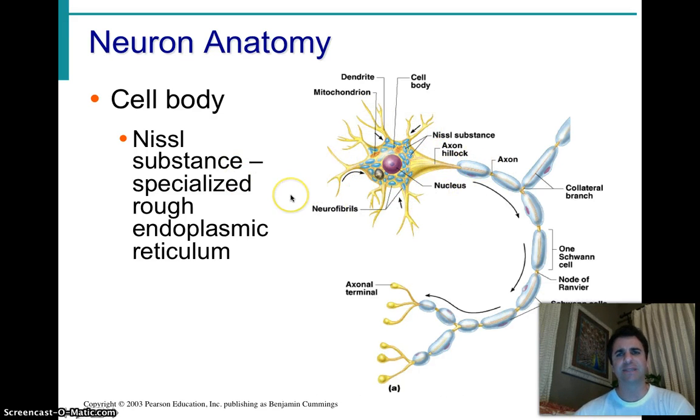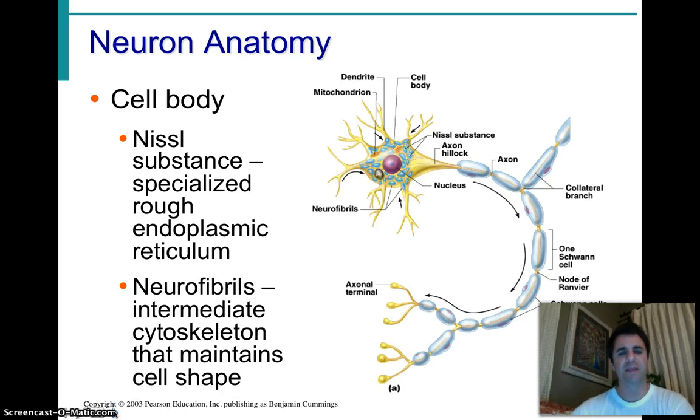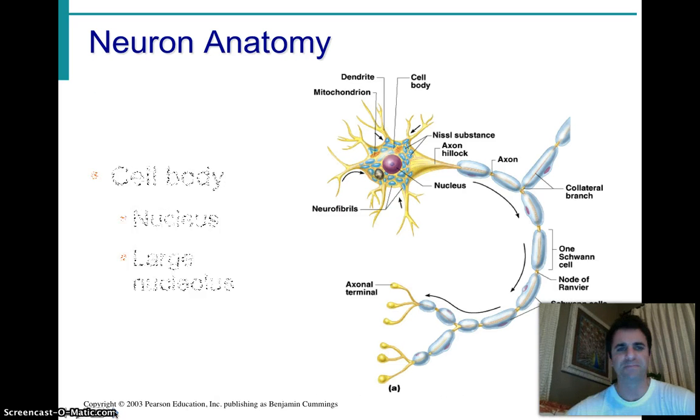Now the cell body has a special substance that's a specialized rough ER, much like we saw a specialized rough ER in muscle cells. We also have a special rough ER in the nervous system, and that's called a Nissl substance. And then more on that later. And then there's also a special type of cytoskeleton component called neurofibrils that help to keep the cell in its specific shape and structure.